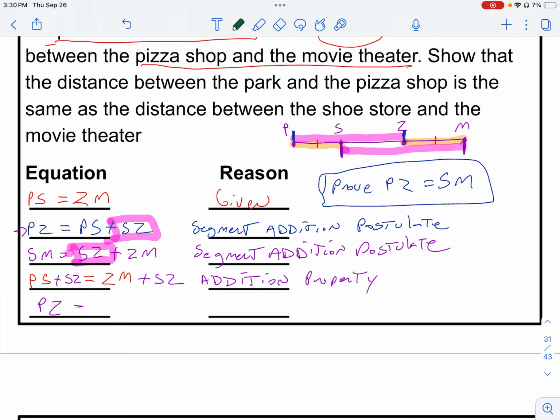And let's go with a dark green. SM is SZ plus ZM. There's ZM and SZ, so SM just by substitution. We've proven what we set out to prove. We are done.